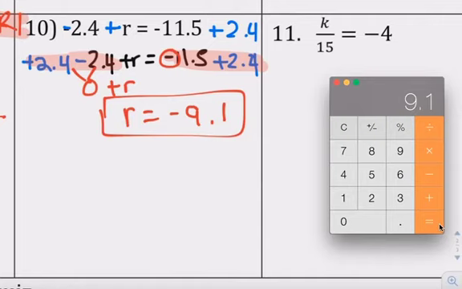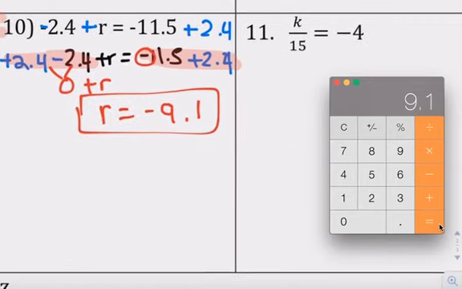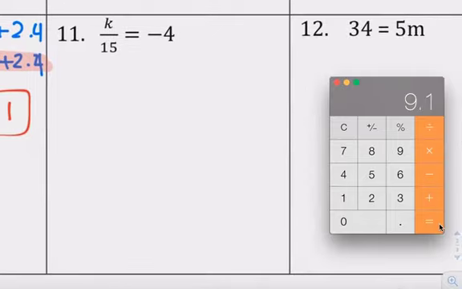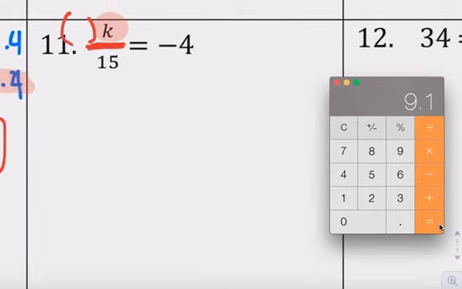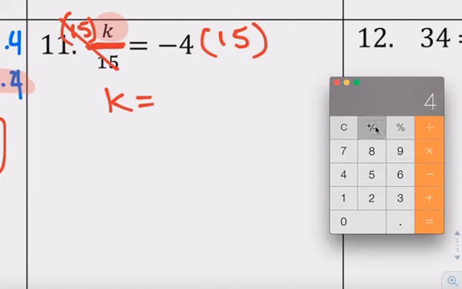Number 11. This is division. Always look on the variable side. Find the variable, and then this is divide, so you have to multiply to get rid of that 15. Multiply by 15 on this side. Equals, use your calculator, negative 4 times 15 equals negative 60.